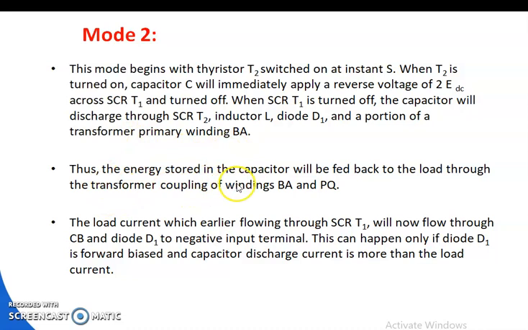Thus, the energy stored in the capacitor will be fed back to the load through the transformer coupling of the windings BA and PQ. The load current earlier flowing through the SCR T1 will now flow through CB and diode D1 to the negative input terminal. This can happen only if the diode D1 is forward biased and the capacitor discharge current is more than the load current.